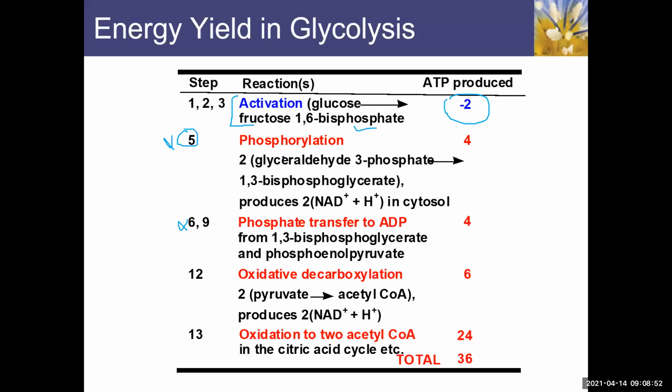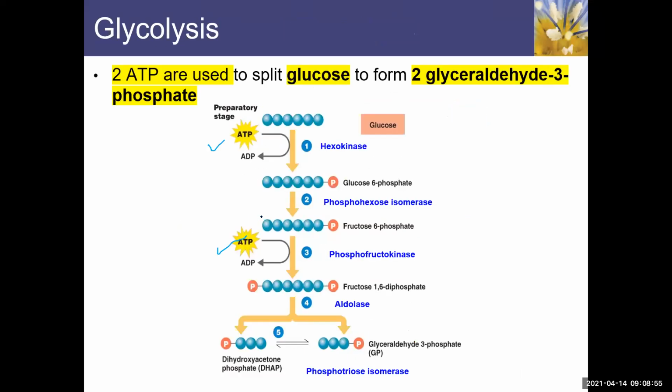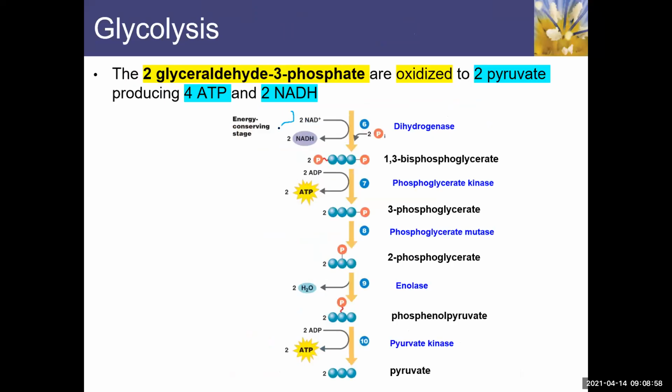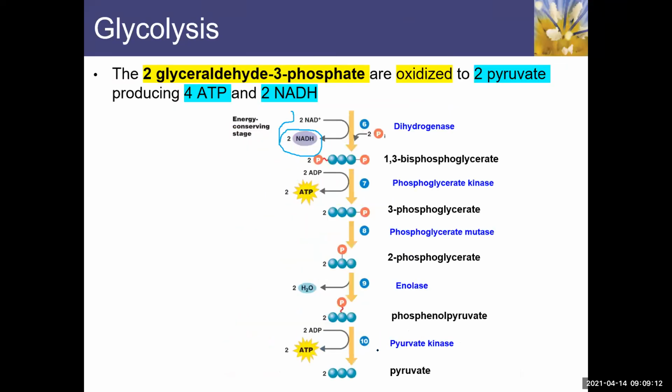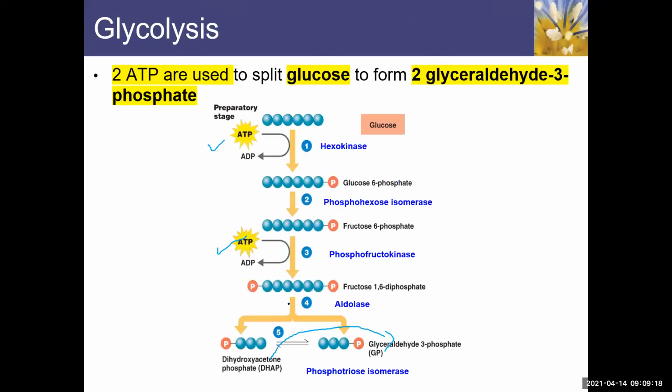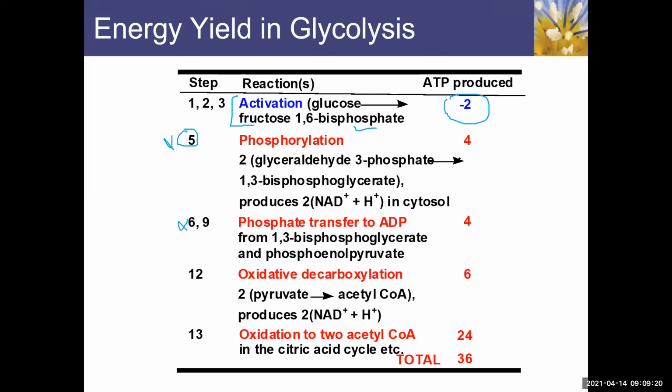Then we learned that in step number 6 we produced 2 NADH. Because after dihydroxyacetone phosphate is converted into glyceraldehyde 3-phosphate, we will have 2 molecules of glyceraldehyde 3-phosphate. That's why you will find the word 2 everywhere over here. Don't forget that. So while doing so, we produced how many NADH? We produced 2 NADH. Now you might be wondering, if we produced 2 NADH here, why did we write 4 over here?